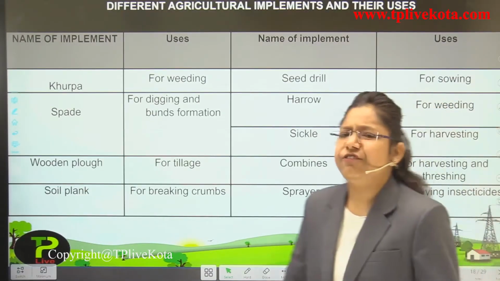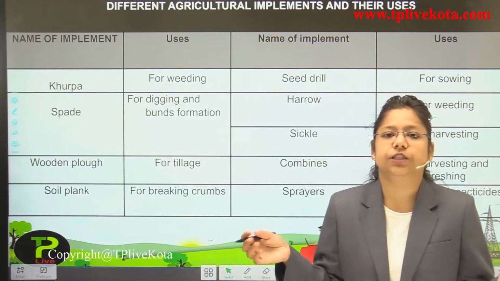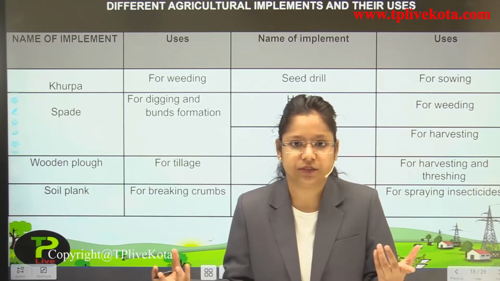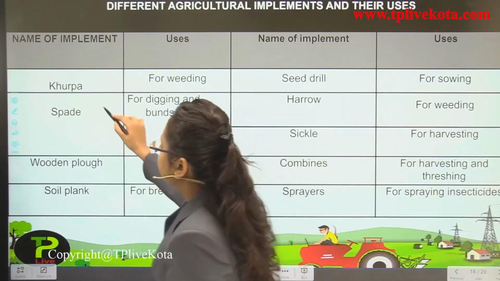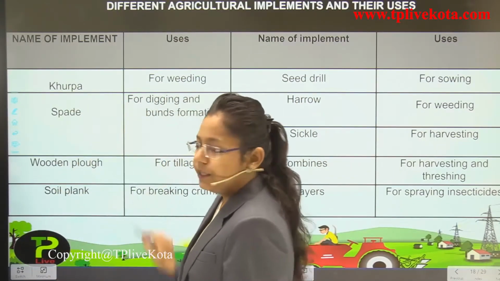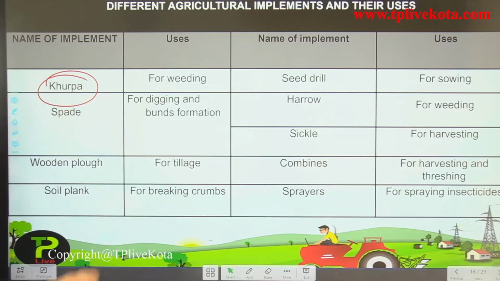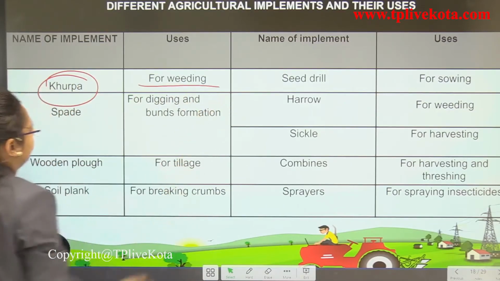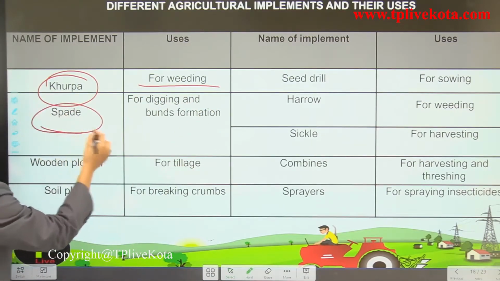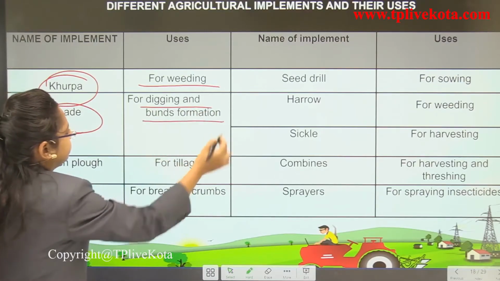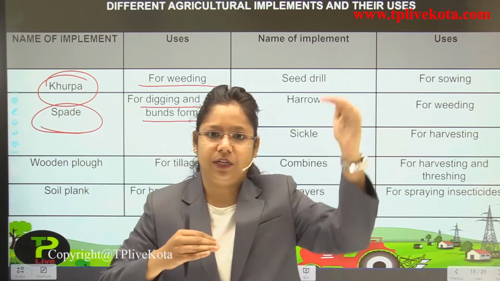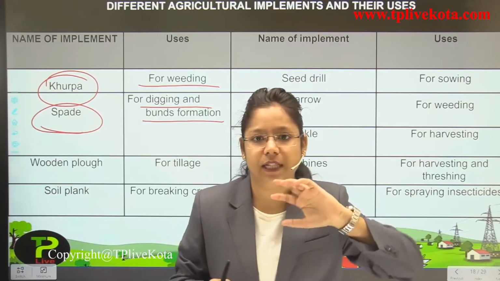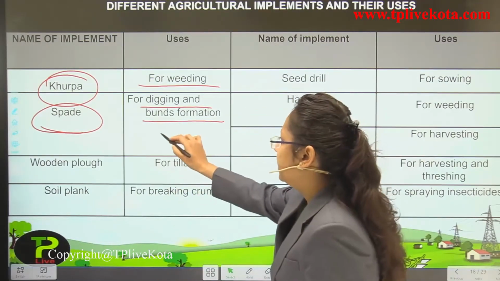Now there are different agricultural implements which are used for different procedures inside the soil. So first you can see here there is the name of the implement and its use. The first one is the khurpa, which is used for weeding. The second one is the spade, which is used for digging and bunds formation. What is bunds formation, students? Making a pile of a particular thing. If you want to make a pile of soil, then we use this implement, that is the spade.